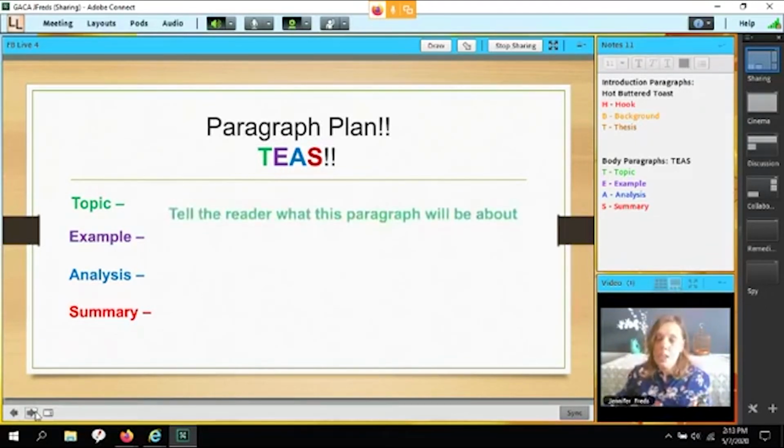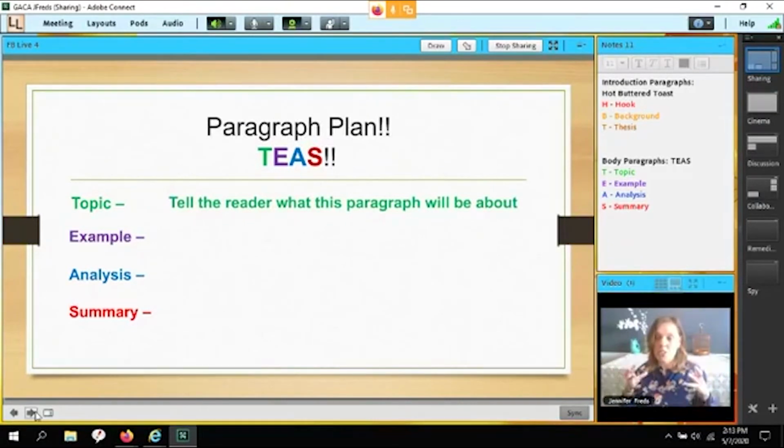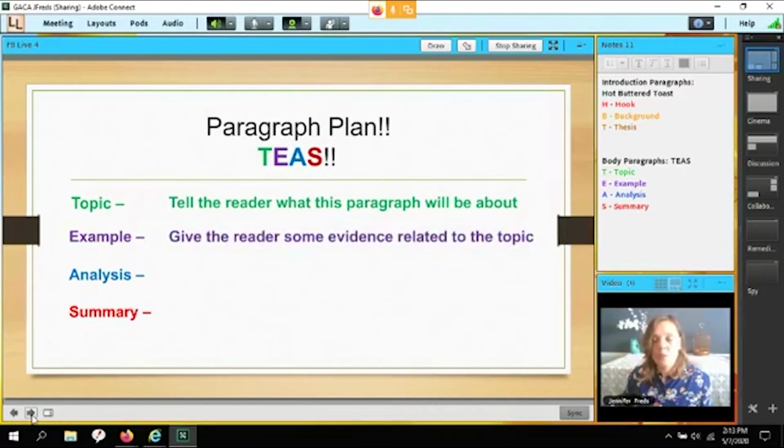So your topic in each of your body paragraphs should tell the reader what it is you're going to talk about specifically just in that one paragraph. So in your topic sentence, you should give them that specific topic for the paragraph. Then you want to give them an example. Now your example could be evidence. Your example could be something that many people experience, kind of like your hook, but some kind of example of the topic of the paragraph so that your reader's like, oh, okay, I kind of know about that, or yeah, I get that, I understand.